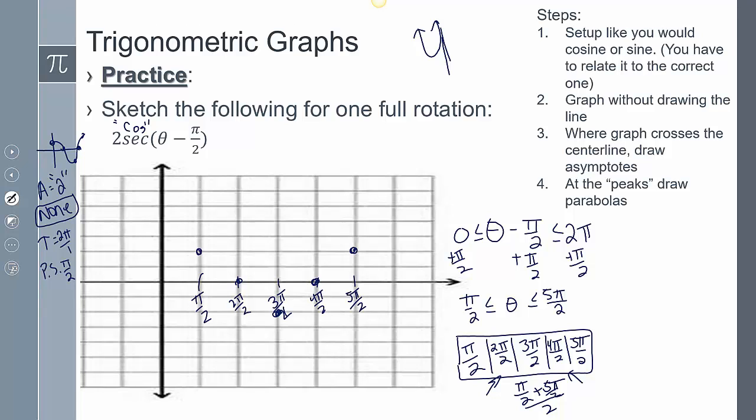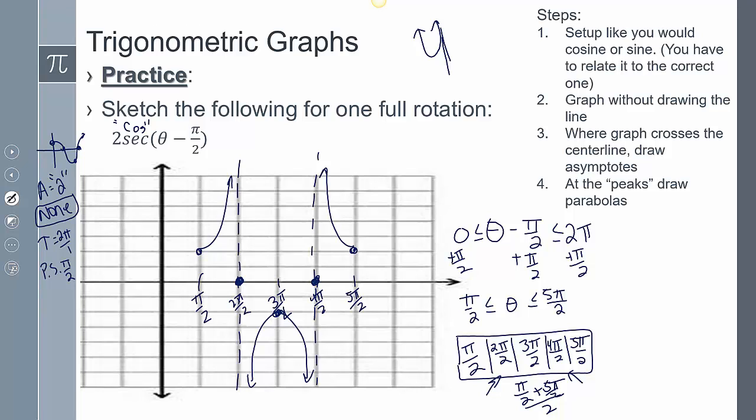Now what I want to do is wherever it crosses the center line, which was here and here, I draw asymptotes. Then at the peaks, I'm going to draw those parabola-shaped things, those parabolic shapes. And there's my secant graph.